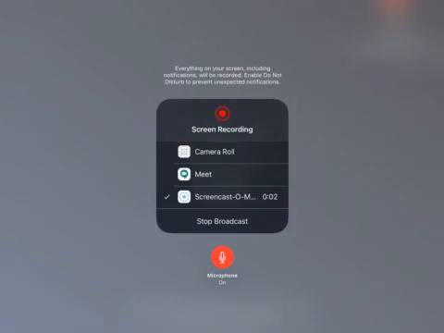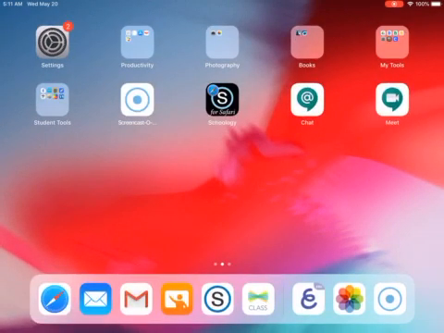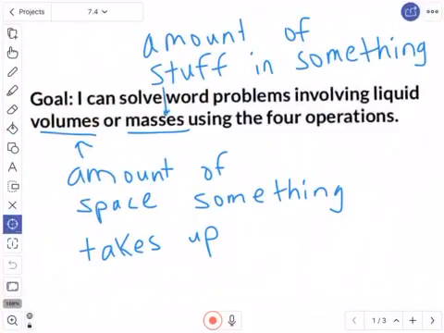We're back here for our next math lesson. We are going to be doing lesson 7.4. So unit 7, lesson 4. Let's read the goal together. And I can solve. Ready? I can solve word problems involving liquid volumes or masses using the 4 operations.